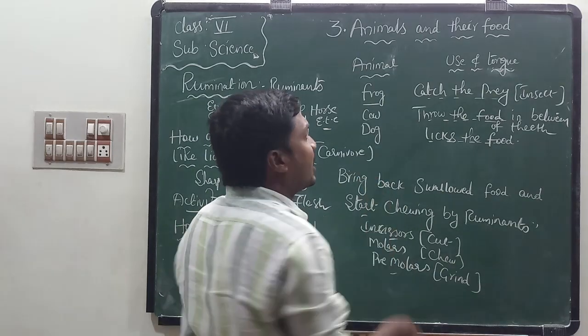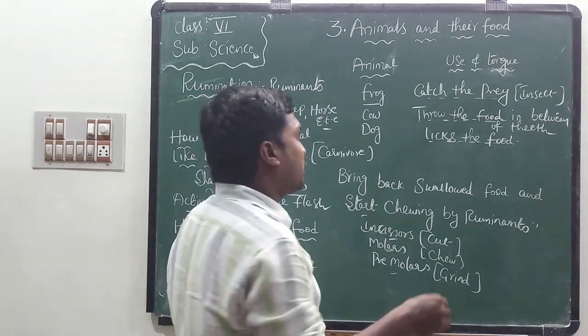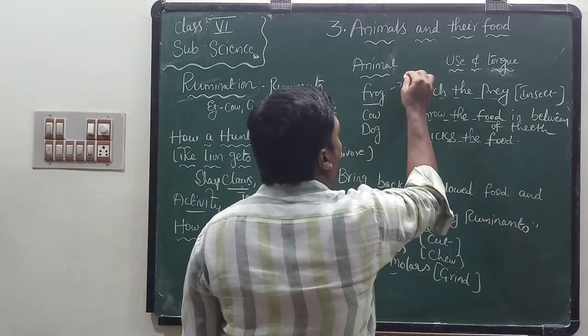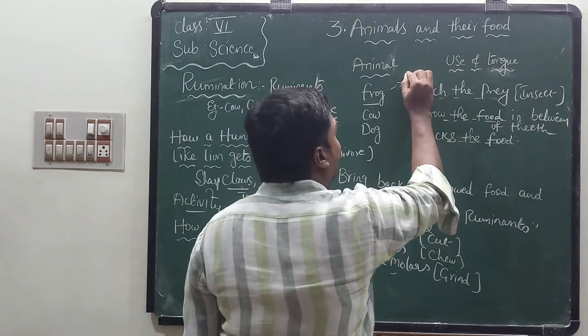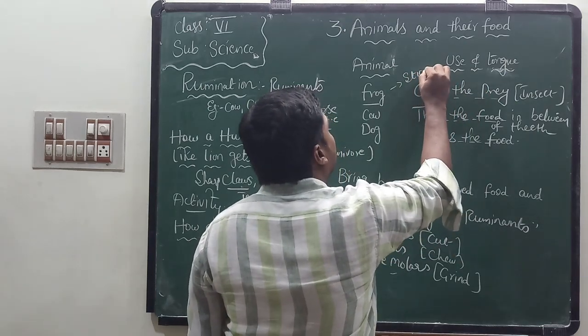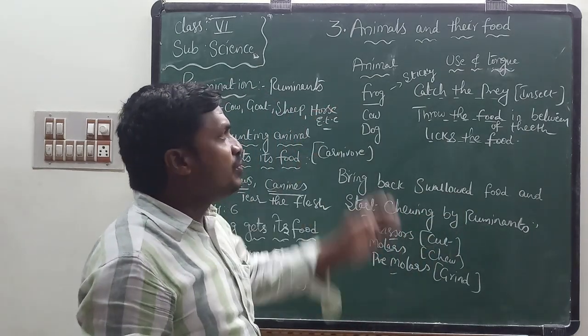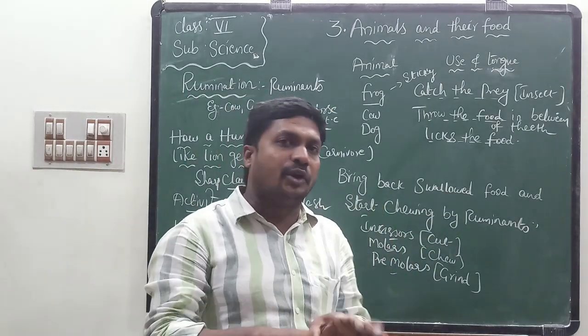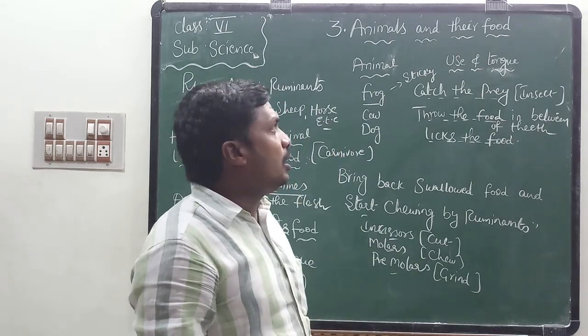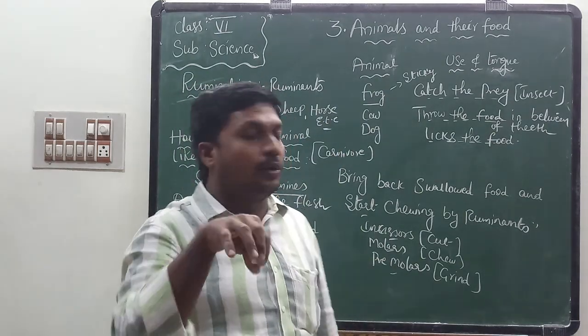In the frog, the tongue is helpful to catch the prey. I already explained the tongue in the frog. If you observe in the frog, the tongue will be sticky in nature. This is helpful to catch the prey or insect. In the cow, the tongue is helpful to throw the food material in between the teeth. In the dog, the tongue is helpful to lick the food material.